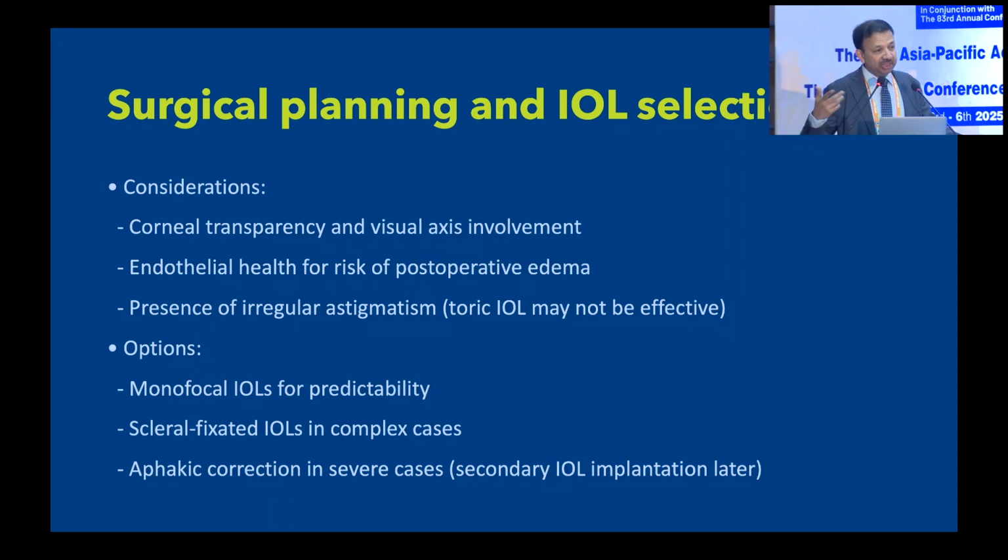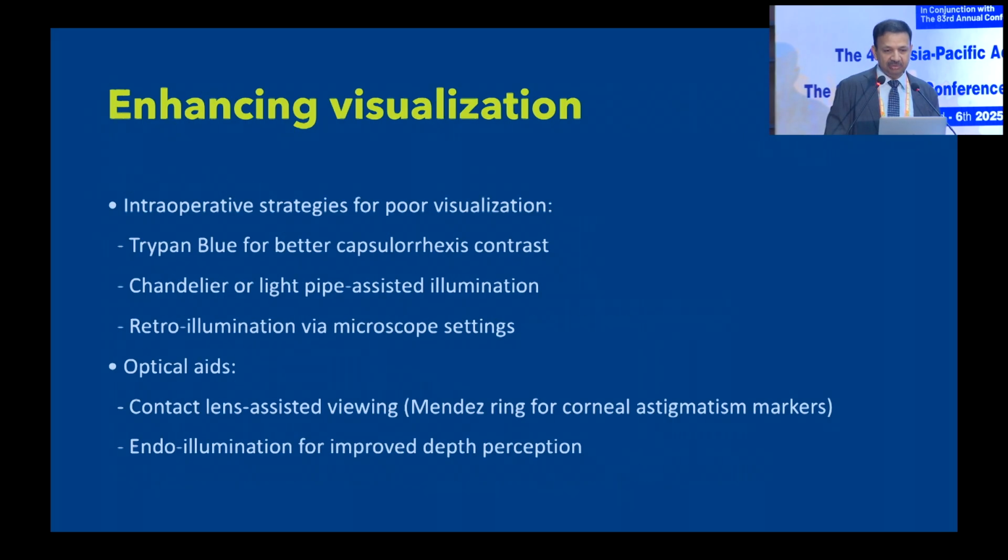And you can also do it as a two-stage. That means in the first stage, you just remove the cataract, evaluate the eye, do a proper IOL power calculation, and then come back and do a secondary IOL at a later date. So what do you do surgically?